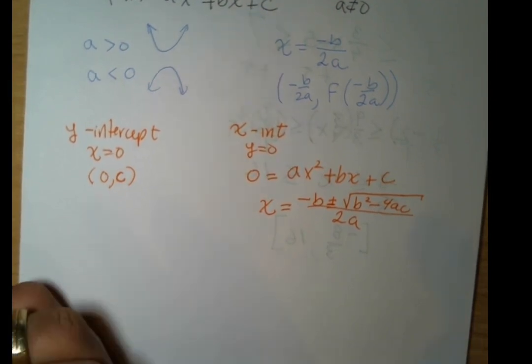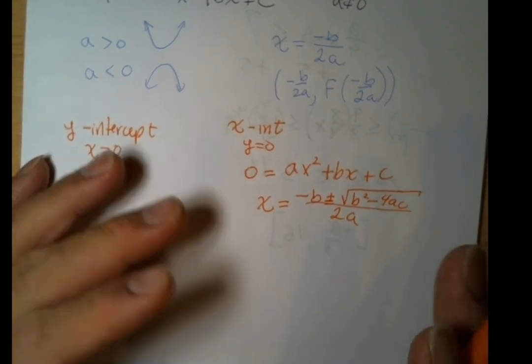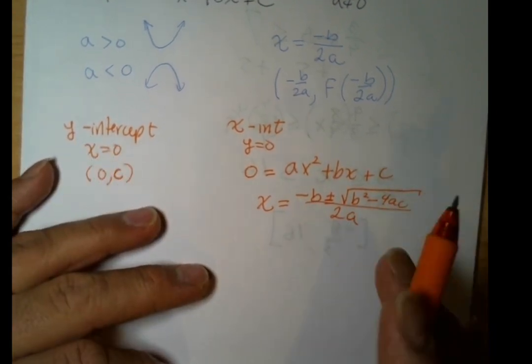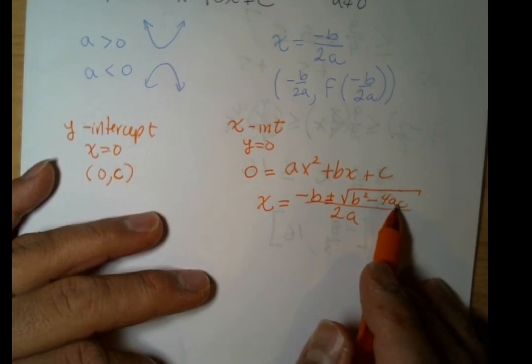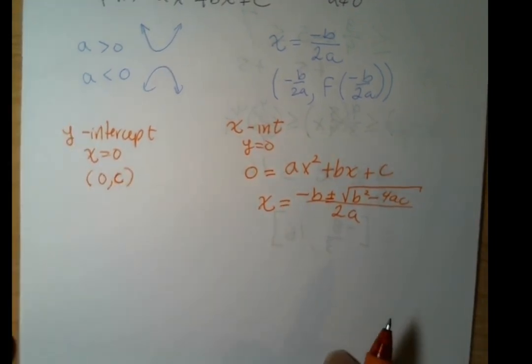All right. Now, when the b squared minus 4ac is any other positive number, then we have two real solutions, and they'll show up as two x-intercepts on our graph. Okay. All right.